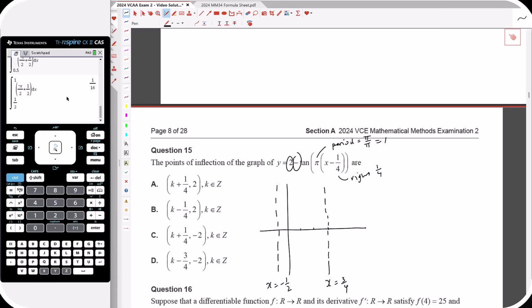Halfway along from there is where the point of inflection will be, when x equals 1/4. The tan graph's going this way. It's also gone up by 2. So this is (1/4, 2). And then obviously the next point of inflection is going to be 1 period along from that, and the next is 1 period along from that. So the points of inflection are all going to be at 1/4 plus k, let's say, where k is any integer, and the y value is always 2. So that looks like A.